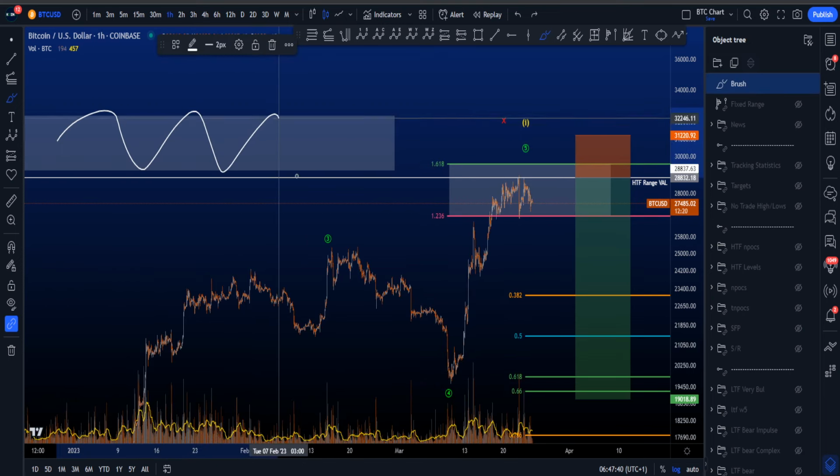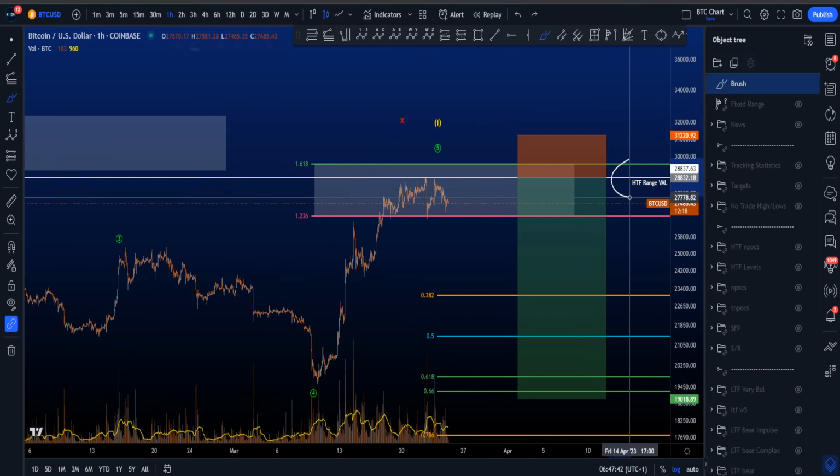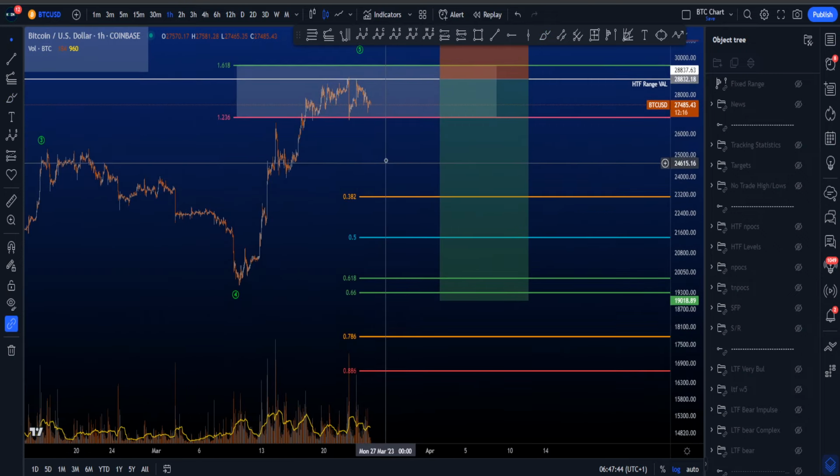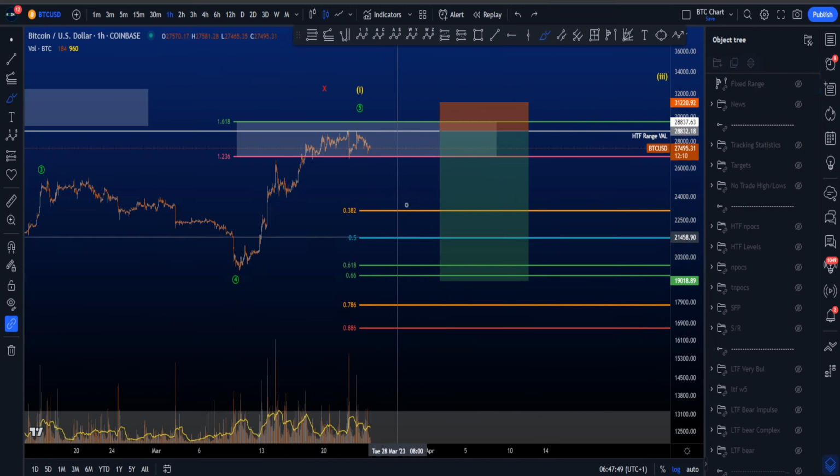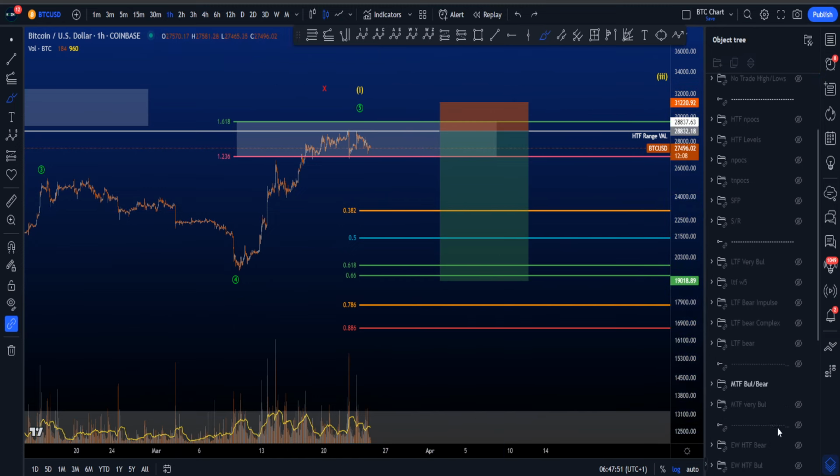We also, of course, have the support resistance area as well, the high time frame range value area low. And then the trade to the downside is then a potential wave 2 in a 1, 2, 3, or we go down for Y, much deeper prices.